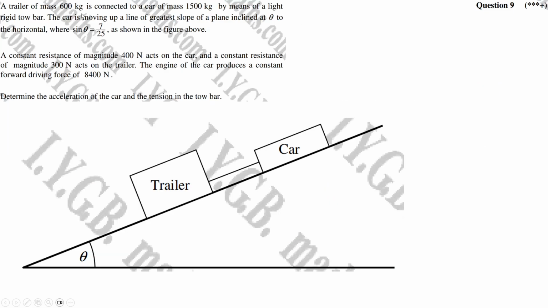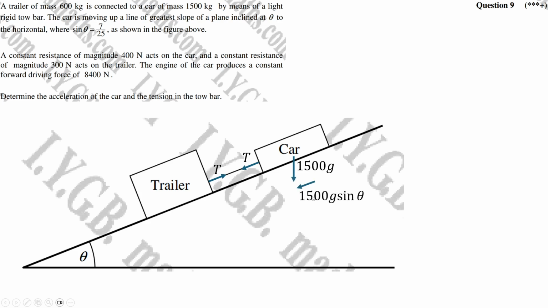Question 9. So we've got this situation here. Car and a trailer connected with it via a rope. Oh no, it's a tow bar, okay, rigid tow bar. So there could be thrust here, but this question is not talking about that. Mass of 1500, so you've got 1500g acting down.